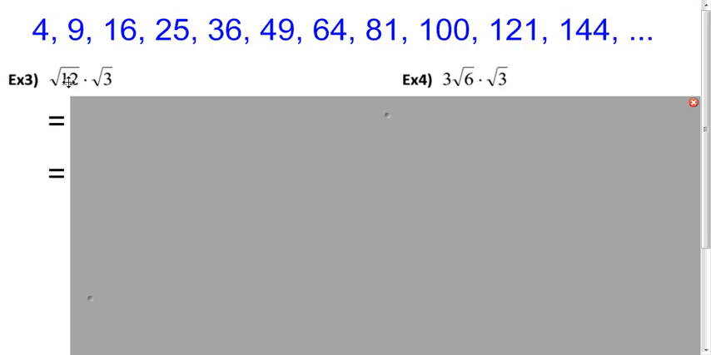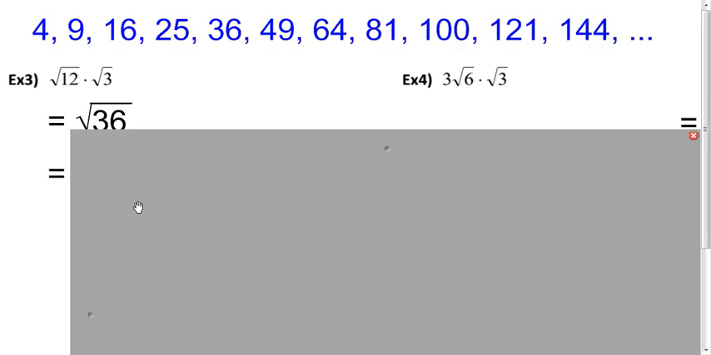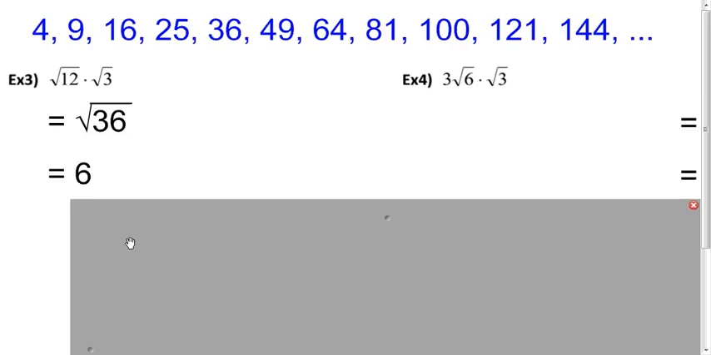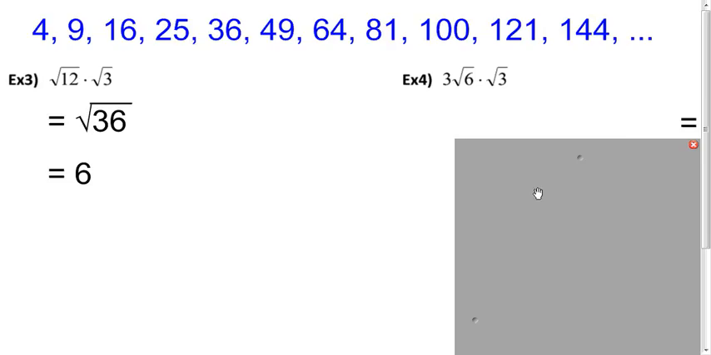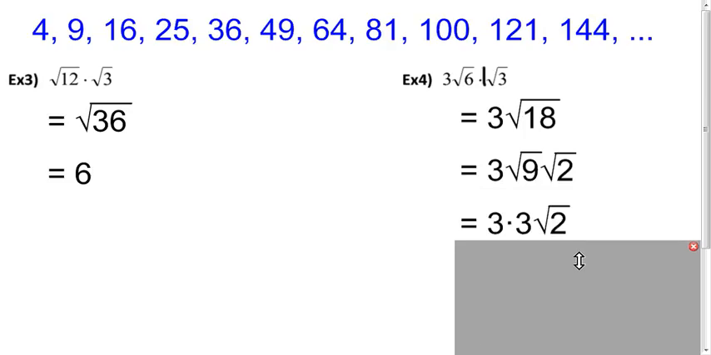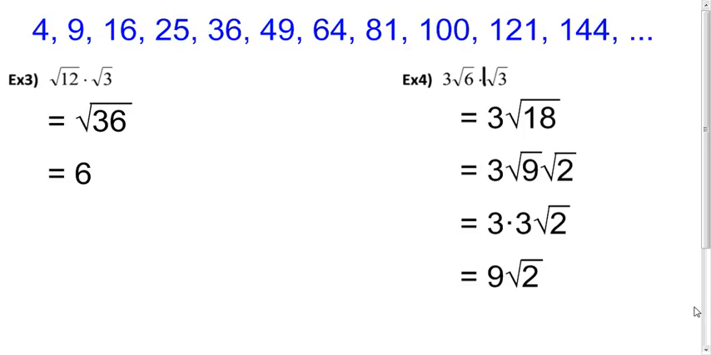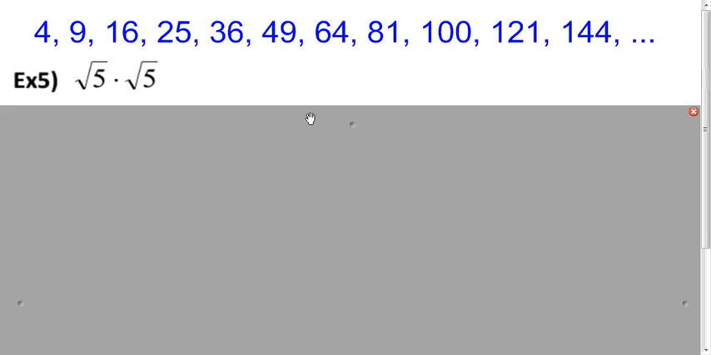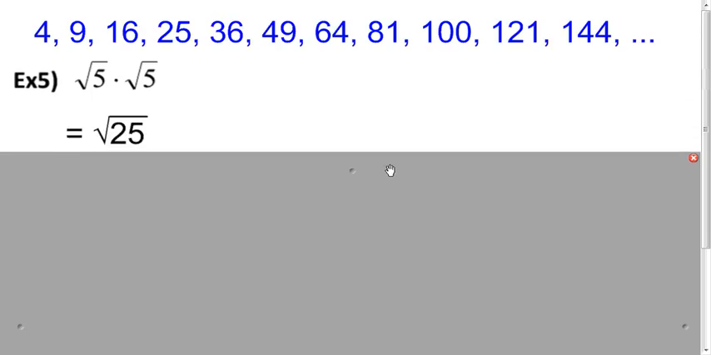So in example 3, that's the square root of 36. And the square root of 36 is just 6. In example 4, 3 times, there's that 1 out there from the multiplicative identity. 3 times 1 is just 3. So 3 times the square root of 18. And what's the biggest perfect square that goes into 18? That would be 9. And the square root of 9 is 3. So 3 times 3 is 9. 9 radical 2. Square root of 5 times square root of 5. 5 times 5 is 25. Square root of 25 is 5.